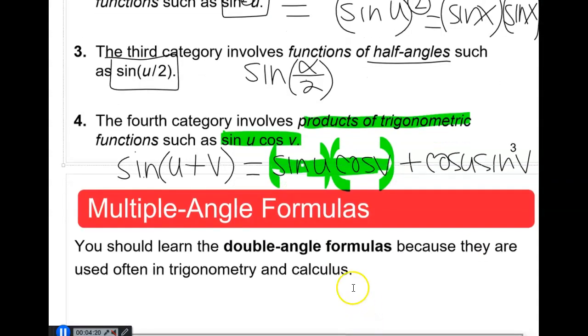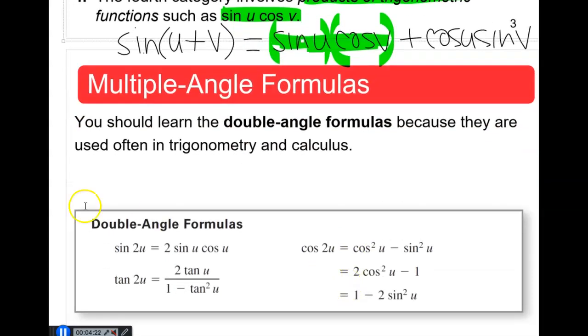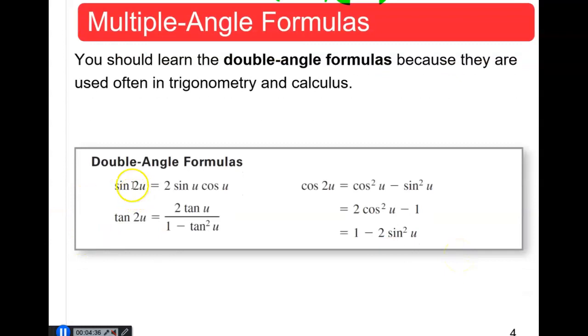You should learn the double angle formulas because they are often used in trigonometry and calculus. So again, this class is called pre-calculus for a reason. It's supposed to prepare you for calculus. So don't think that you will never see them, and especially the ones that we have here. Sine of 2u, or a double angle, cosine of 2u, and tangent of 2u. So let's derive at least the first two.